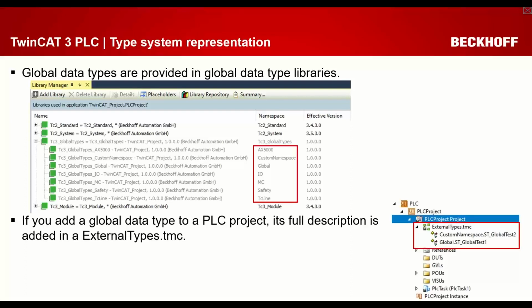We have also changed the way of saving global data types within your PLC project. With build 4026, we will now add a new external types.tmc file, which has all the necessary information for the global data types. So no longer only the name of the global data type, but also its full description. So this new feature, this change of the type system representation, will make it way easier and more transparent to handle those global data types in the future.